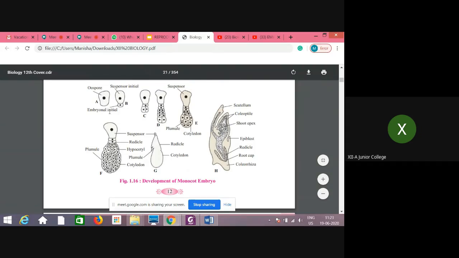That means the embryonal cell should be towards the micropylar end. Here the embryonal cell is towards the chalazal end and the suspensor cell is towards the micropylar end.